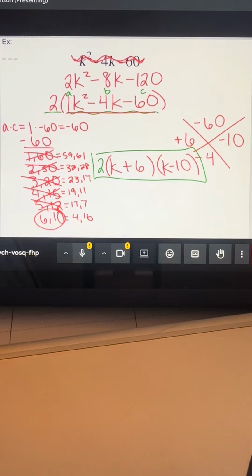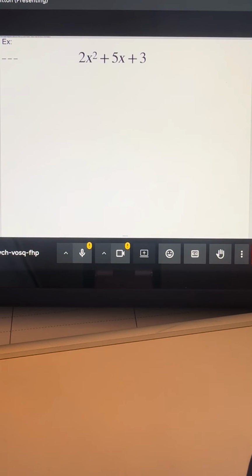Okay? Unfortunately, the rest of you won't be able to do this, but if you can, I always take that out first. So, let's look at the next one. So I have a 2, a 5, and a 3. Is there anything I can take out of 2, 5, and 3? No. So, ABC.